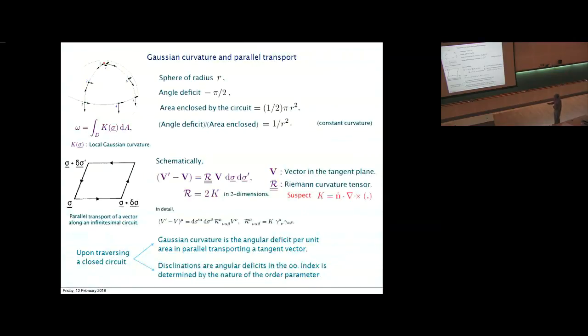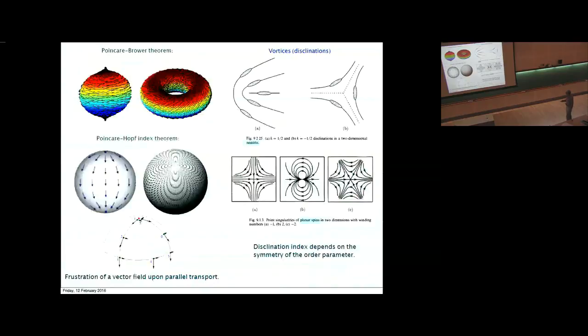Now, this procedure of taking a circuit and so on, immediately one suspects that the Gaussian curvature must be the curl of some vector field. We'll get there. So basically, the point I'm making is this. If you traverse a closed circuit, then Gaussian curvature gives you the angle deficit per unit area in parallel transporting the tangent vector, and disclinations are angular defects in the orientation order. The index is determined by the nature of the order parameter, whether it's a vector or a director, or the symmetry of the order.